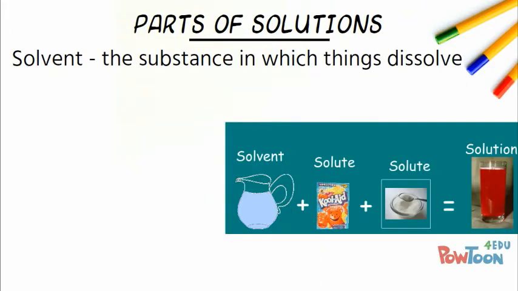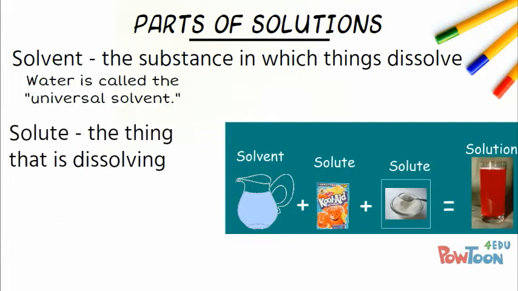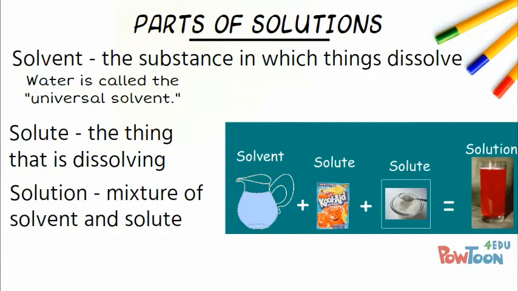In a solution, the substance in which another substance dissolves is called the solvent. The substance that dissolves is called the solute. Because water is the solvent for so many solutions, it is often called the universal solvent.